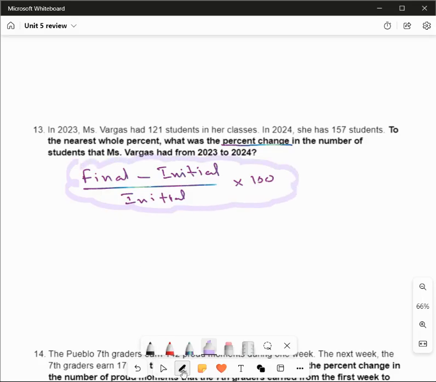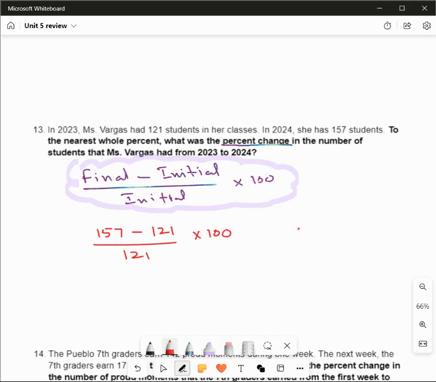And then we can answer this one pretty simply. First, if you look at the question, 121 students in 2024 and 157 students. So in 2023 it is 121 and in 2024 it is 157. So finally she increased: 157 students minus the initial 121 students, because at the beginning in 2023 it is 121 and then in 2024 it's 157, over initial, which means the beginning, times 100.